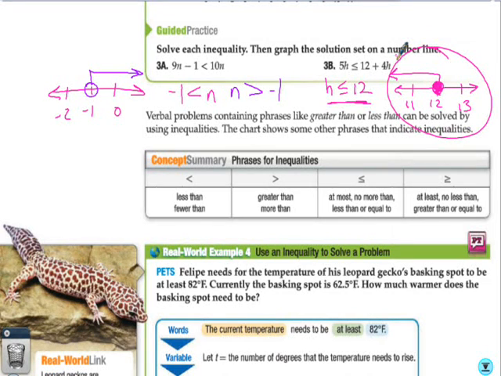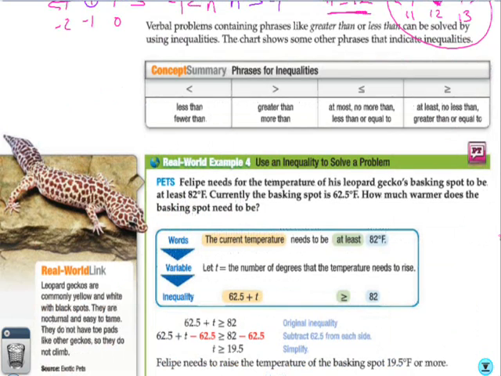Verbal problems containing phrases like greater than or less than can be solved using inequalities. The chart shows some phrases that indicate the inequalities. I don't think you need to write this down, but it's certainly not a bad idea to understand that when we say less than or fewer than, we're going to get that. Greater than or more than, obviously here. The confusing ones are over here.